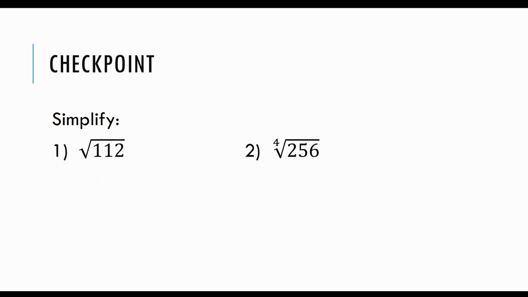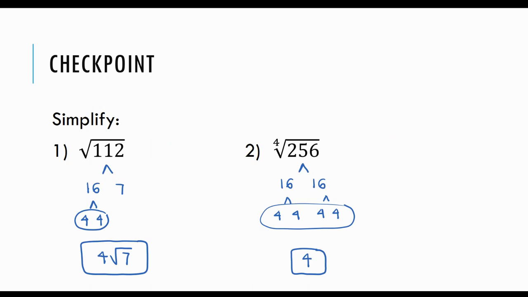I would say pause the video, see if you can simplify these two problems. Hopefully these are what you got. Notice that in the first one, we could break it down to find that perfect squared number. 16 times 7. 7 is not a perfect square, so that's why it stayed under the radical. Square root of 16 was 4. In number 2, even index, we have a positive number underneath, which is good. That's what I have to have. I need to have 4 of the same number, and it turned out to be 4.